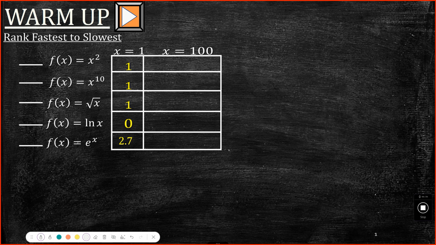Okay, now we're going to plug in x equals 100. So if we plug x equals 100 into each one of them, this will be 100 squared. What's 100 squared? What's 100 times 100? If you had $100 bills, how much money would you have? 10,000. Yeah, 10,000.